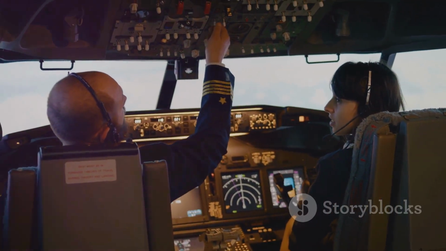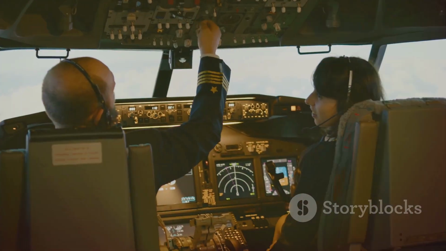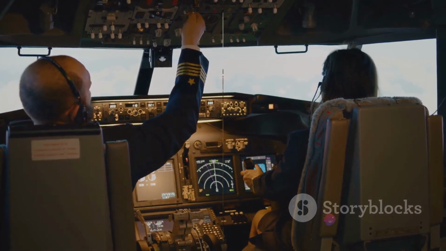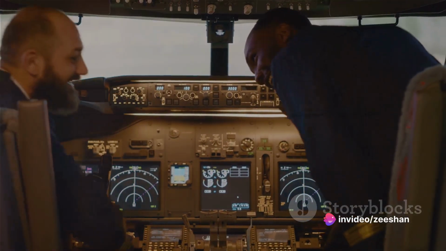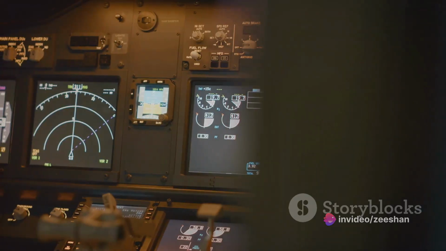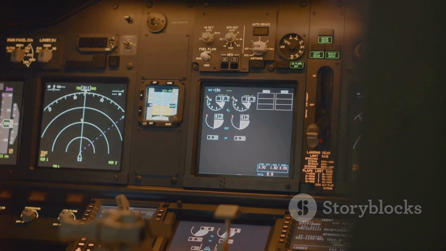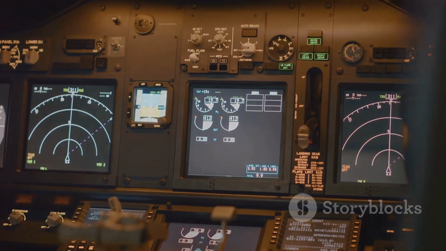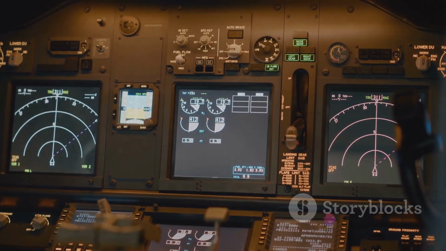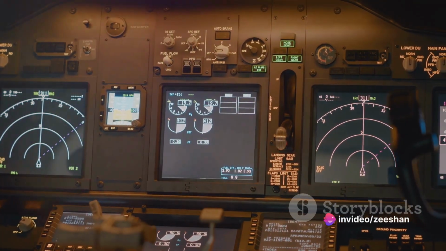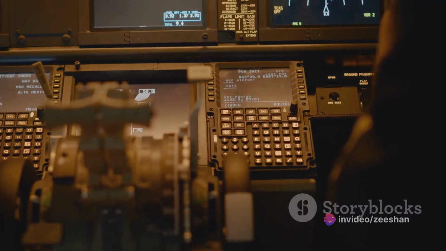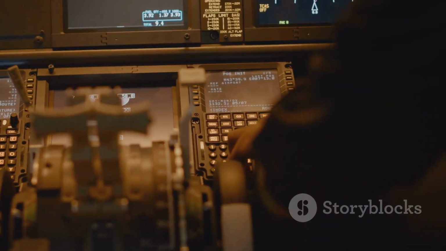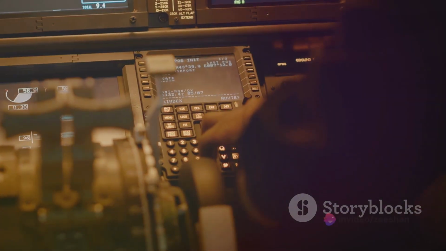GS is the final piece of the airspeed puzzle, connecting the aircraft's speed in the air to its speed on the ground. Now that we've journeyed through the different types of airspeed, let's tie it all together. We began with indicated airspeed, or IAS, the speed read directly from the aircraft's airspeed indicator. It's raw, uncorrected, and very much subject to errors caused by atmospheric conditions and instrument discrepancies. Next, we looked at calibrated airspeed, CAS, which is essentially IAS adjusted for instrument and position errors.